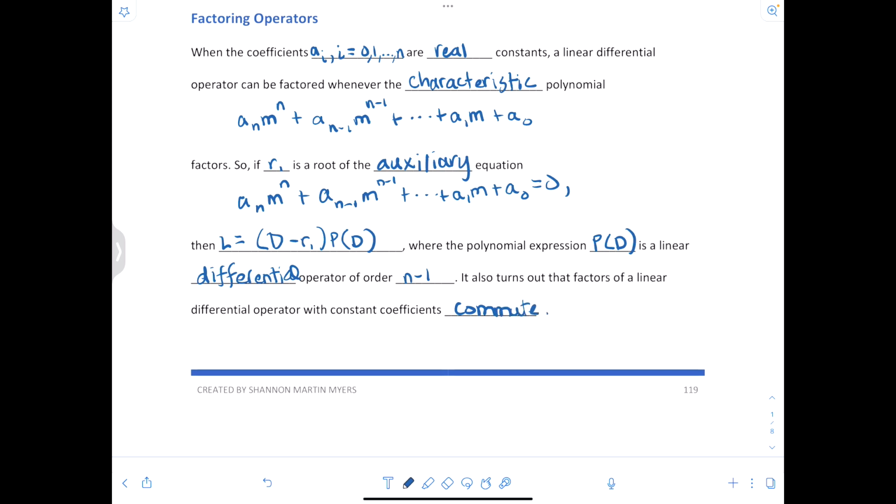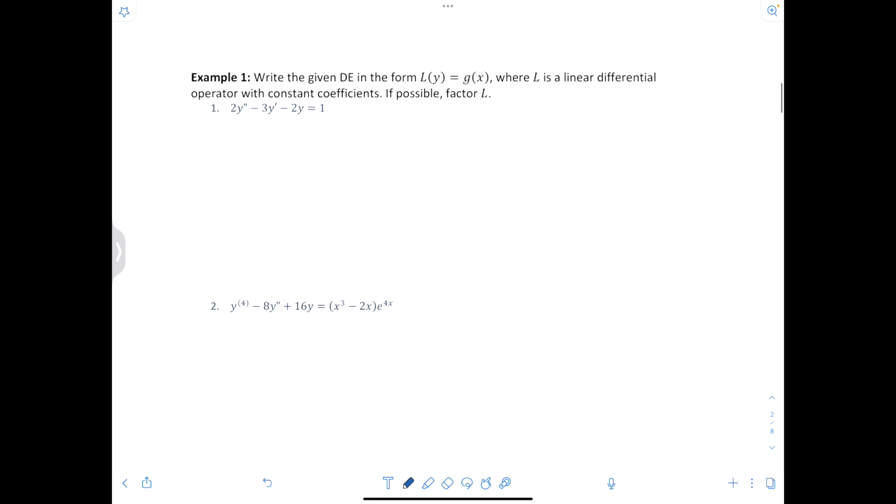So let's take a look at our first example. Write the given differential equation in the form L of y equals g of x, where L is a linear differential operator with constant coefficients. If possible, factor L. The quantity 2, and then that's the second derivative, we're going to factor out a y to the right, so we'll hold off on that, minus 3 times the first derivative minus 2, all times y equals 1. Good so far?